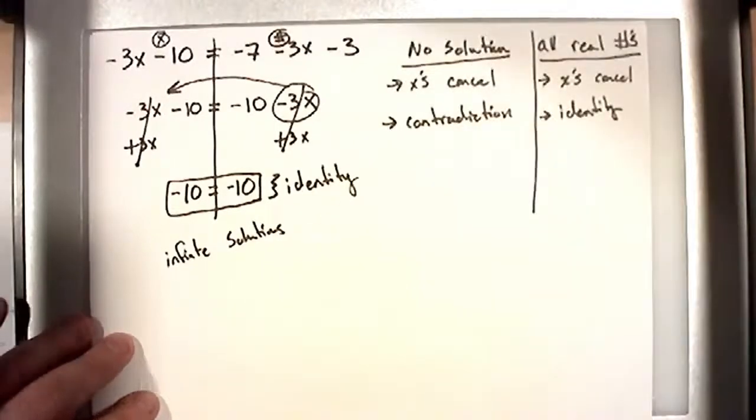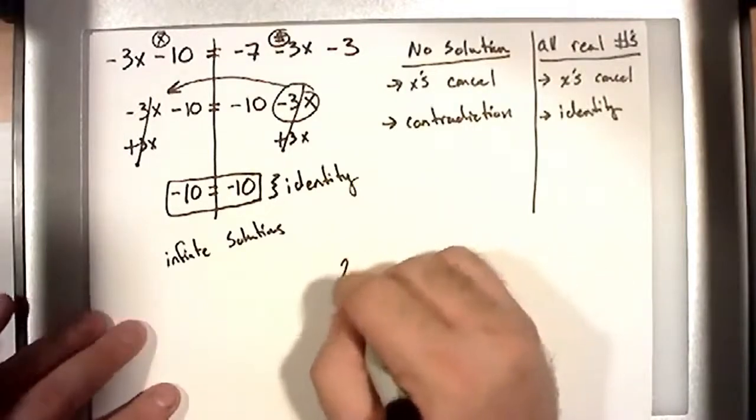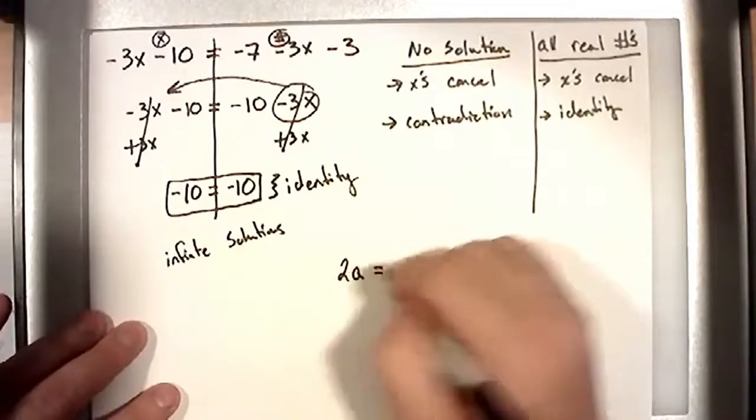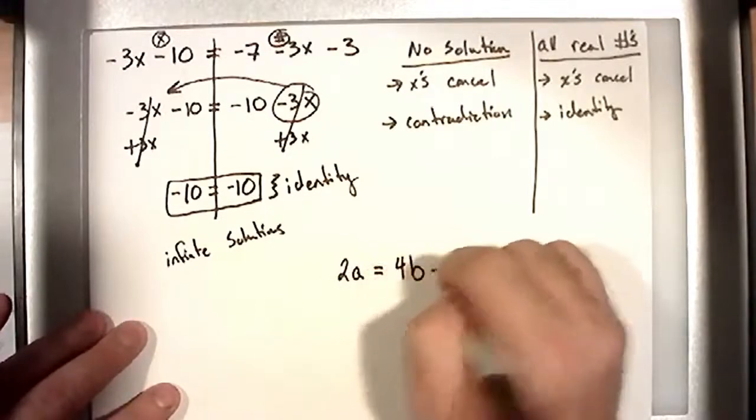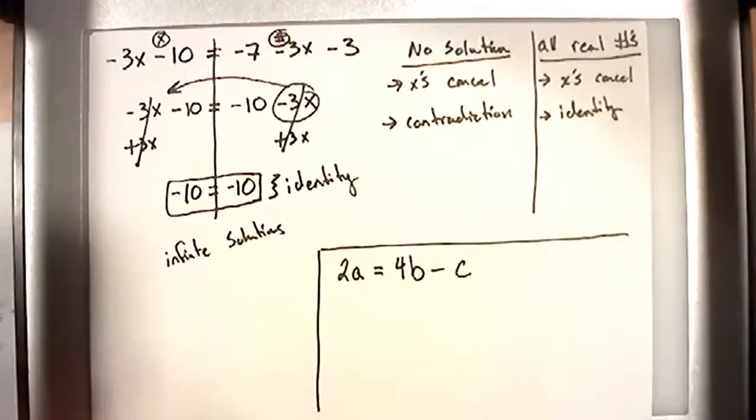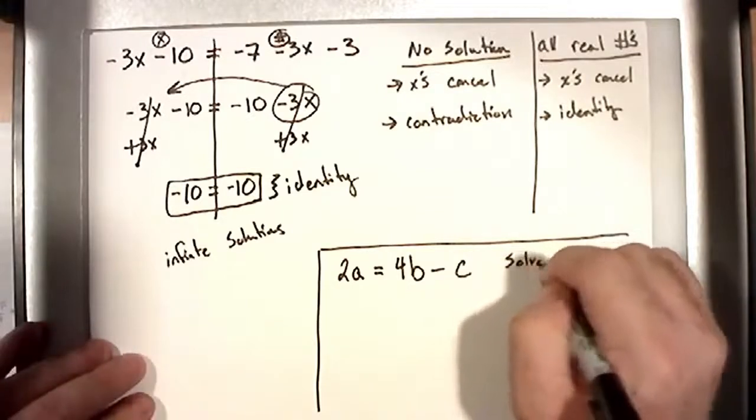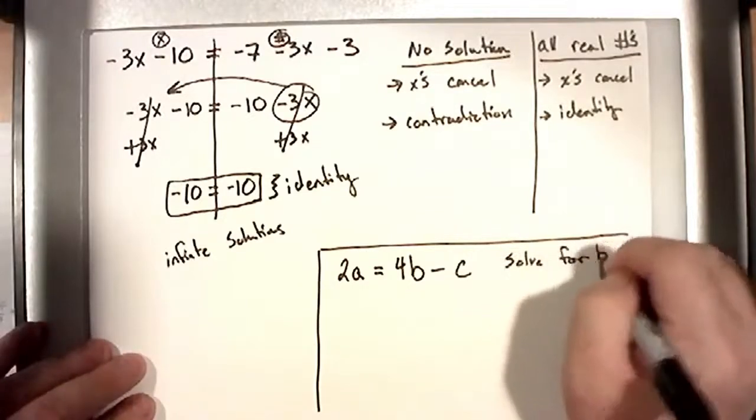So be a little bit careful there. You'll also notice in your homework sometimes that they'll ask you to solve things that have a lot of variables in them. Something like this. 2a, let's block this off. 2a equals 4b minus c. And here they're going to tell you solve for b.